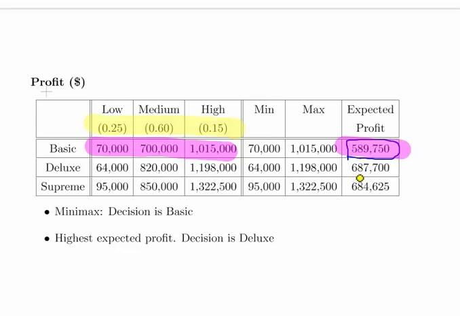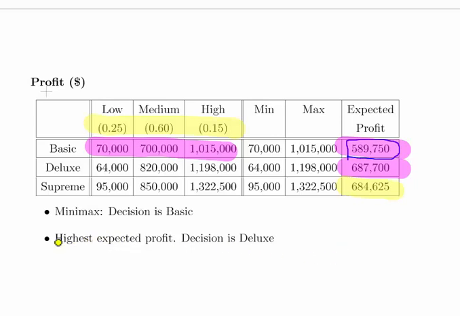For the deluxe, it is 687,700, and for the supreme, it is 684,000 1,625. Okay, so essentially the Bayes criterion is the highest expected value. Okay, the most favorable expected value. So it does rely on the probabilities. Just to remark that the Bayes criterion is very closely related to the probability distribution and expected values and so on. Okay.